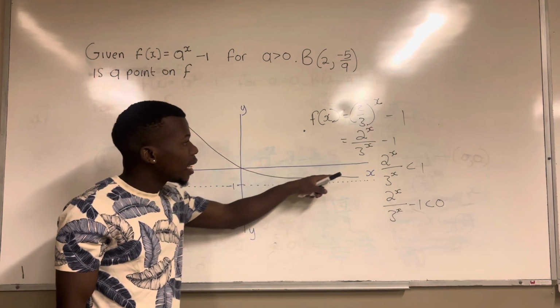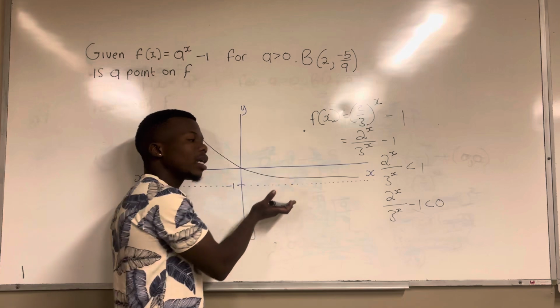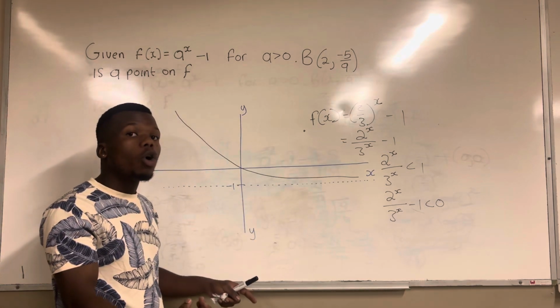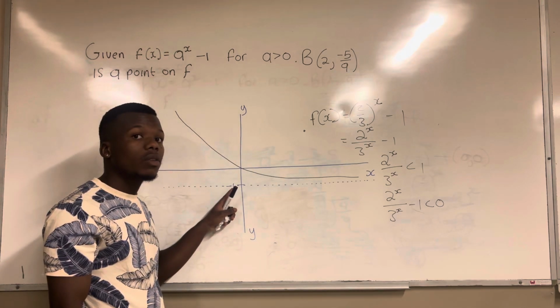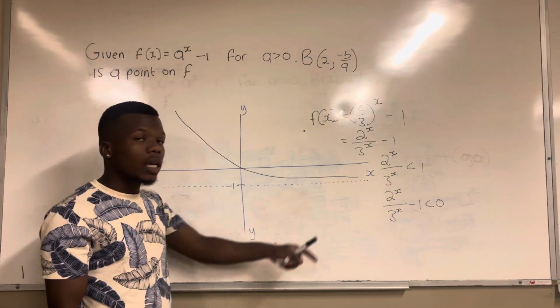Why does it tend like this? We said that this is an asymptote. It bounds my function below. Meaning all my y values will never be equal to -1 or less than -1. Hence it tends like this.